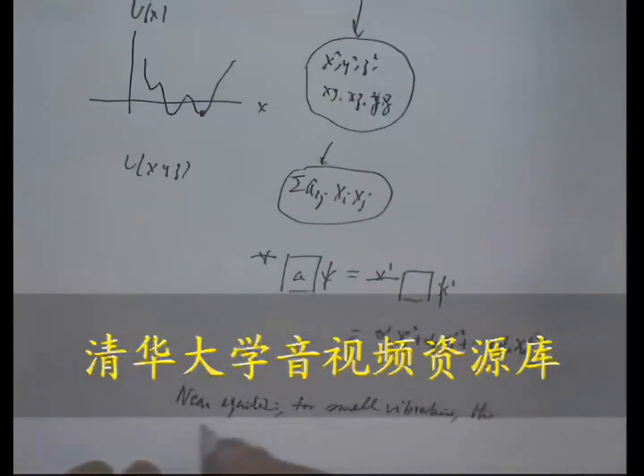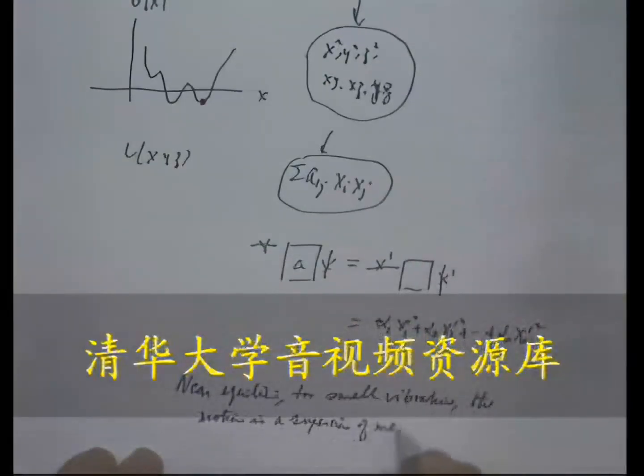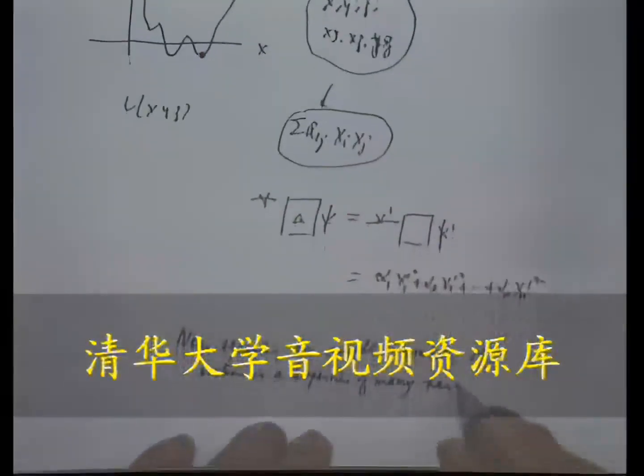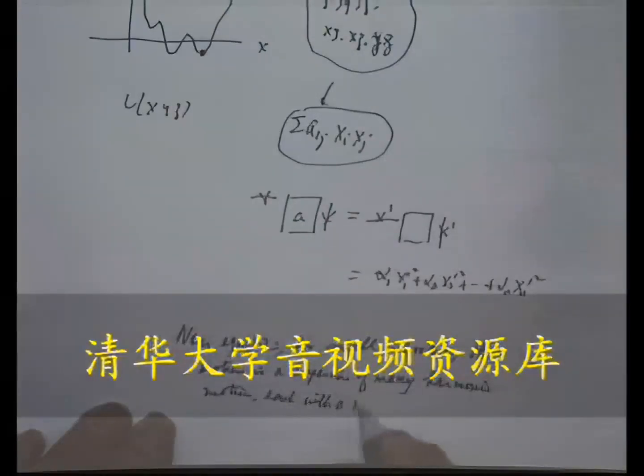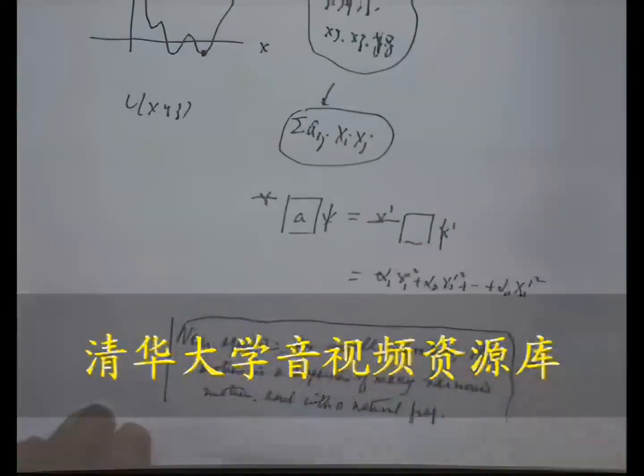The motion is a superposition of many harmonic oscillators, of many harmonic motions, each with a natural frequency. Let me read that. Near equilibrium for small vibrations, the motion is a superposition of many harmonic motions, each with a frequency. This is a very general statement.